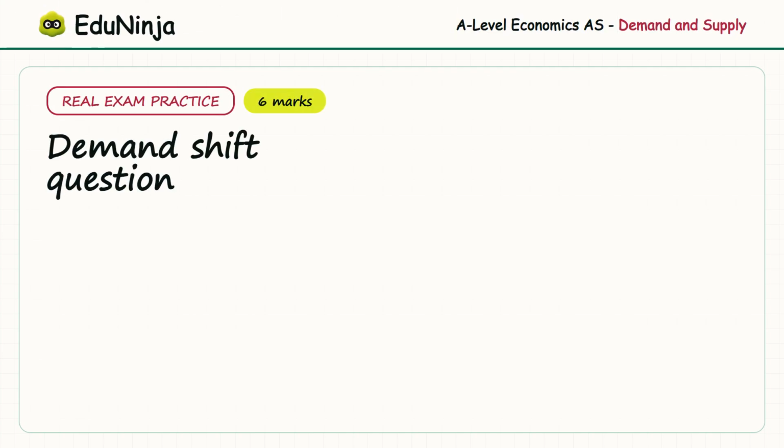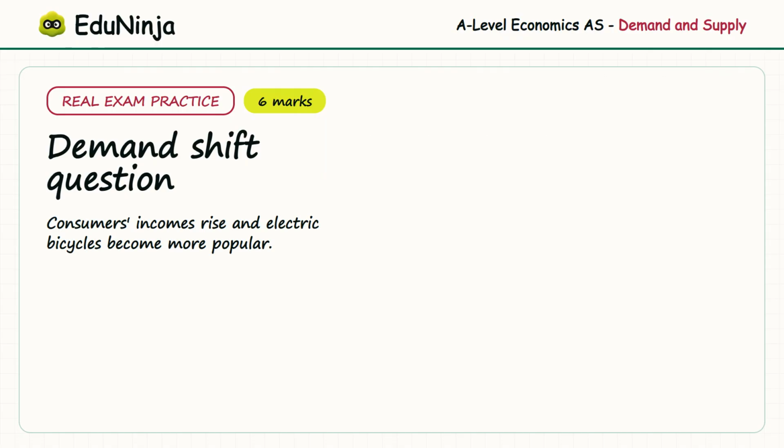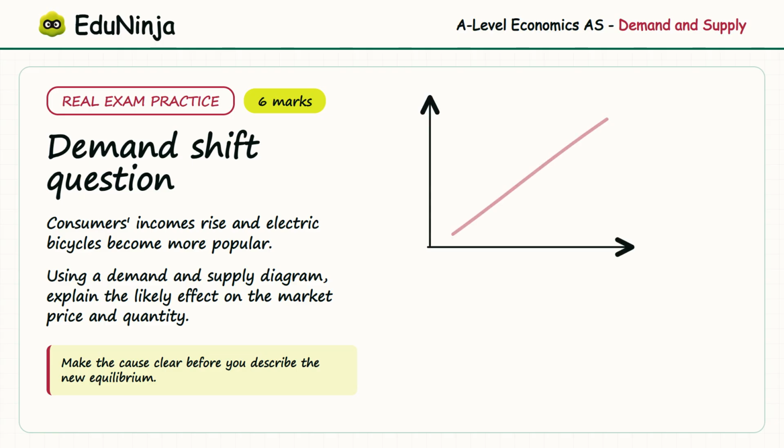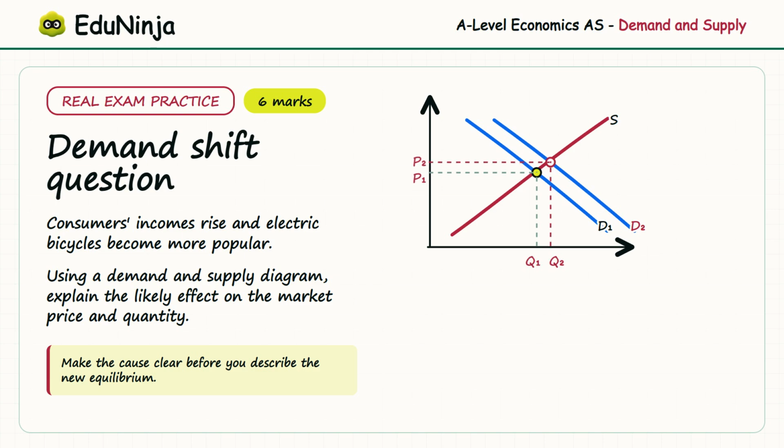Consumers' incomes rise and electric bicycles become more popular. These are non-price factors. They affect buyers directly, not because the bicycle price changed first. So demand increases and the demand curve shifts to the right. At each price, consumers are now willing and able to buy more electric bicycles. At the old price, quantity demanded is now greater than quantity supplied. That creates a shortage. The shortage means some consumers cannot buy at the original price. The shortage puts upward pressure on price. The new equilibrium has a higher price and a higher quantity.